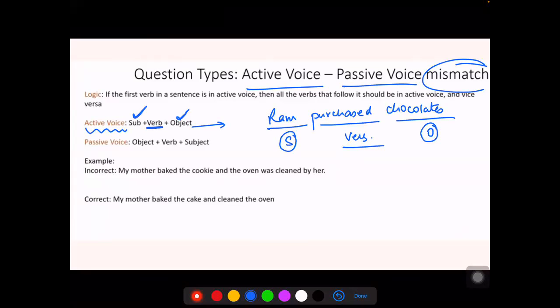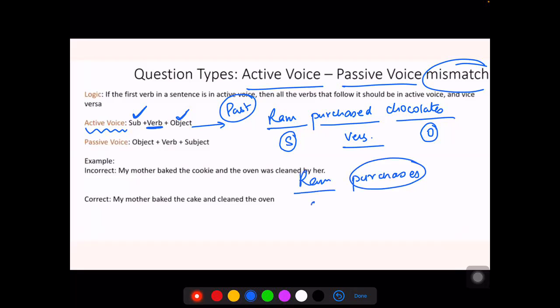purchased chocolates. So Ram here is a subject, purchased here is a verb, chocolates here is object, right? So I have made it in past tense. You can make it in present tense as well. It will be purchases in that case. I have told you in the very first lecture that when Ram is used, this is a singular noun. So definitely there should be a singular verb, purchases. So this is a present tense. And in the past tense, it is purchased, right? This is called an active voice.